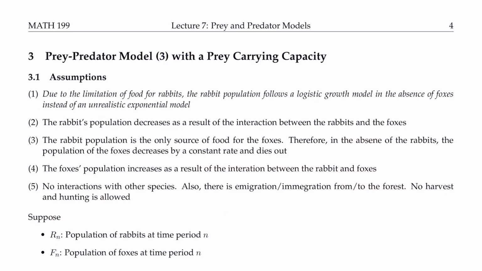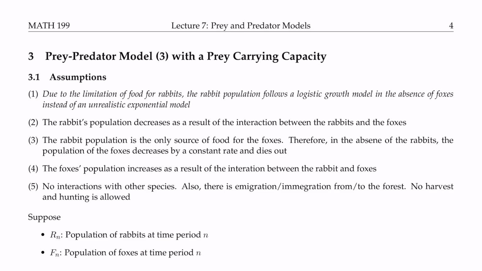Next, we're going to move on to the third prey and predator model. In this model, we will include a prey carrying capacity. That is, as the population reaches this carrying capacity, the population of rabbits will remain at that level as time goes on. So we're going to have the assumptions as always.